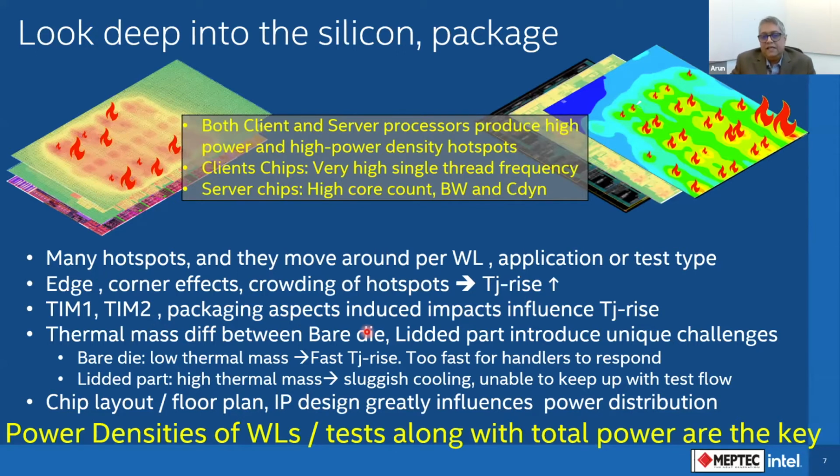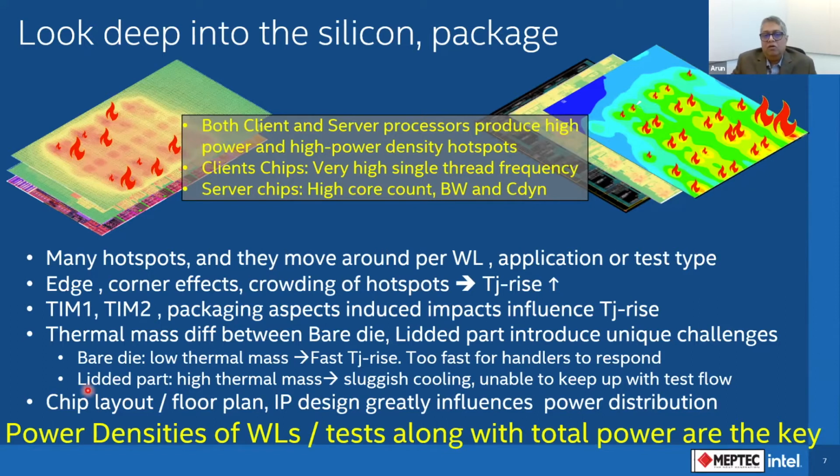TIM1, TIM2 packaging aspects, warpage and all those things influence a huge thermal TJ rise. Thermal mass between bare die and lidded part introduce unique challenge. The bare die is low thermal mass. It's a fast TJ rise, too fast for the thermal handlers to respond, in fact. On the other hand, the lidded parts have a huge thermal mass, which is good, which actually has a very good thermal capacitance to reduce the transient. But the problem is the thermal control equipment, if it tries to cool, it is too sluggish too. So it is one way it is good, another way it is bad, right?